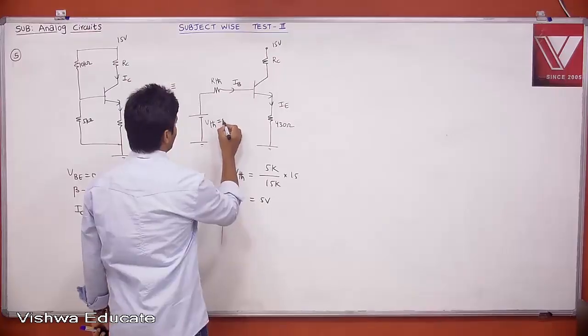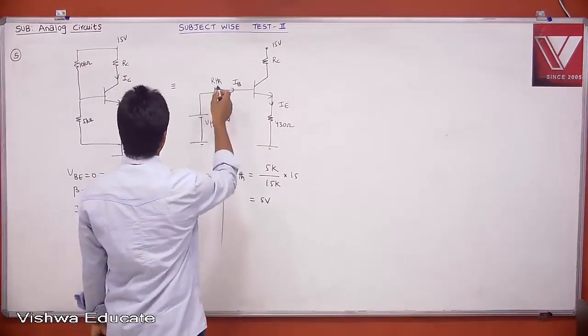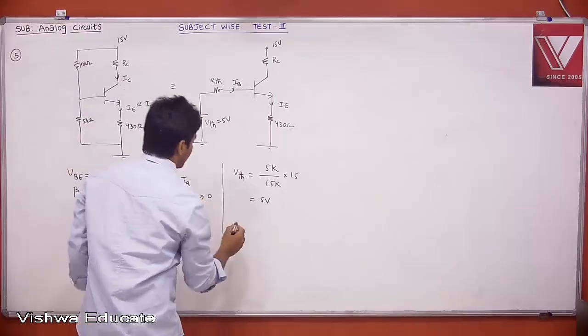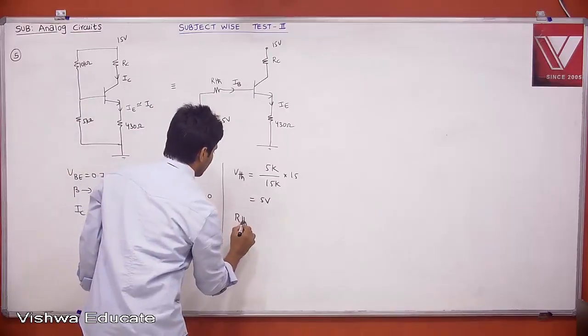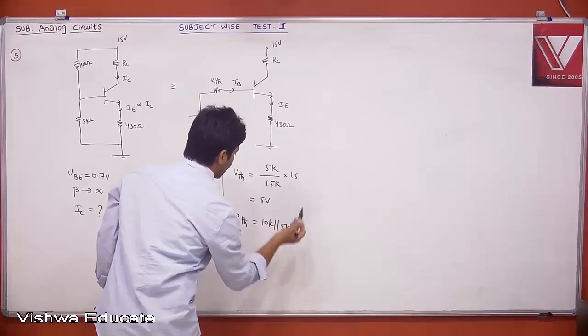What is our V Thevenin? V Thevenin is 5 volt. Then apply loop KVL. What is R Thevenin? 10K in parallel to 5K. What is your R Thevenin? 10K in parallel to 5K.